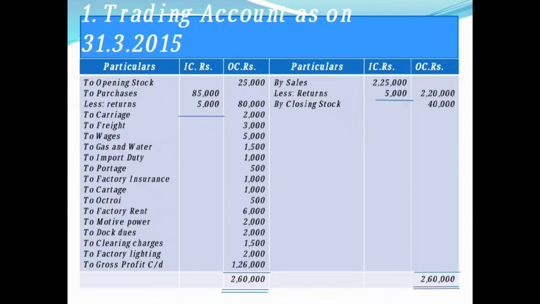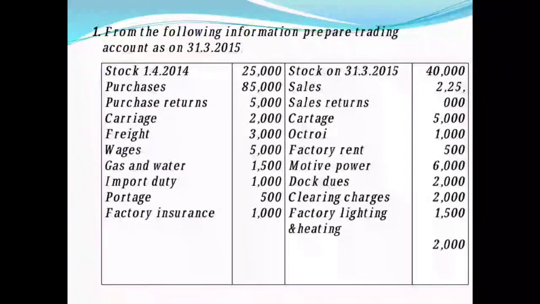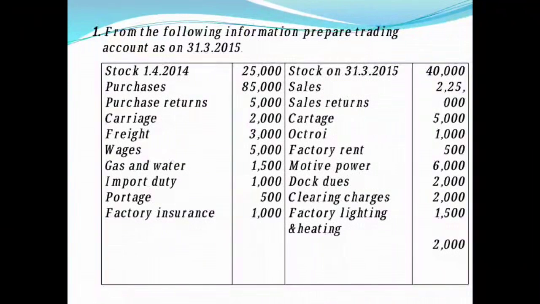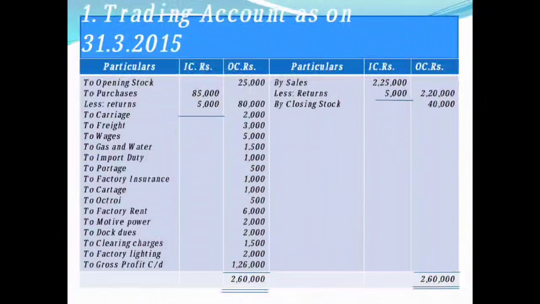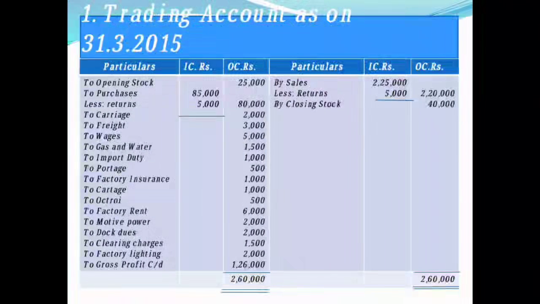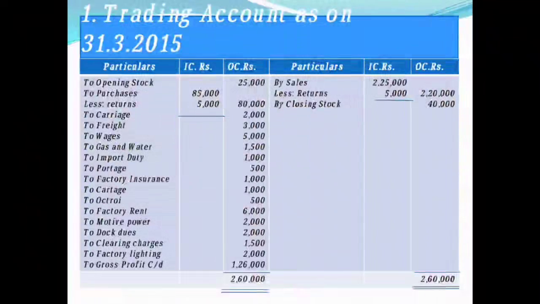To wages rupees 5,000. The next you have gas and water rupees 1,500, which also will be expense you have, so debit side. To gas and water rupees 1,500. The next you have import duty rupees 1,000. Okay, debit side are going to record to import duty rupees 1,000. The next you have portage rupees 500. It is also expense, so we are going to record debit side here. To portage rupees 500. The next you have factory insurance rupees 1,000. Okay, this 1,000 is an expense, so we are going to record debit side. To factory insurance rupees 1,000 here.